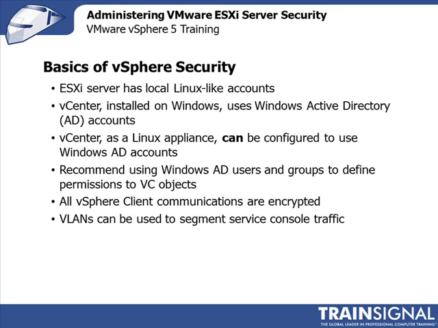If you use the vCenter Linux appliance, it can be used to authenticate through Windows Active Directory, and I show you how to do that in the lesson for the VCSA. However, by default, it's got those same Linux-like accounts, so the default account on the VCSA is root. Now, it's recommended to use Windows Active Directory users and groups to define permissions to virtual center objects. It's a great way to lay out the role-based administration of your virtual infrastructure, and then you can administer it completely from Windows Active Directory. And that's exactly what I'll be showing you how to do in this lesson.